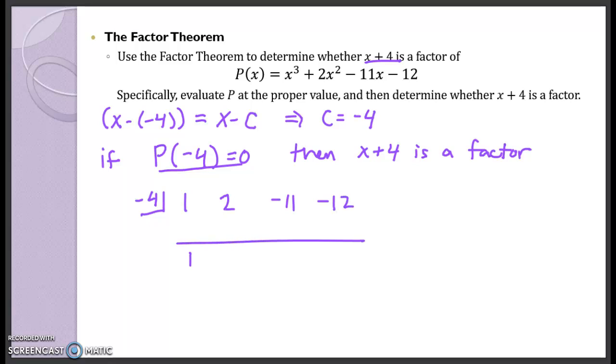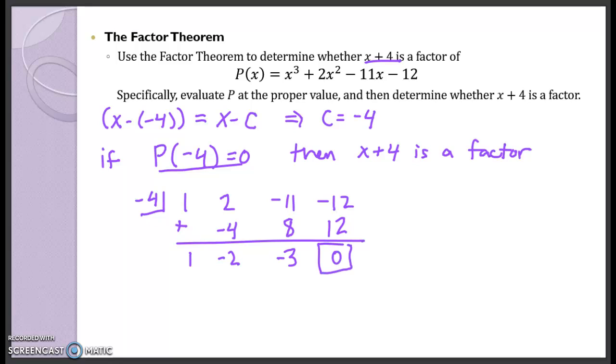1, bring down the 1. 1 times negative 4 is negative 4. 2 plus negative 4 is negative 2. Negative 4 times negative 2 is a positive 8. Negative 11 plus 8 is negative 3. Negative 3 times negative 4 is a positive 12, and we get 0.